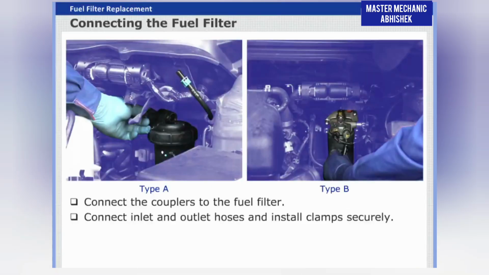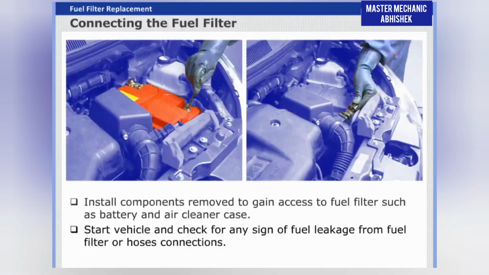Connecting the fuel filter. Connect the couplers to the fuel filter. Connect inlet and outlet hoses and install clamps securely. Install components removed to gain access to fuel filter such as battery and air cleaner case. Start vehicle and check for any sign of fuel leakage from fuel filter or hoses connections.